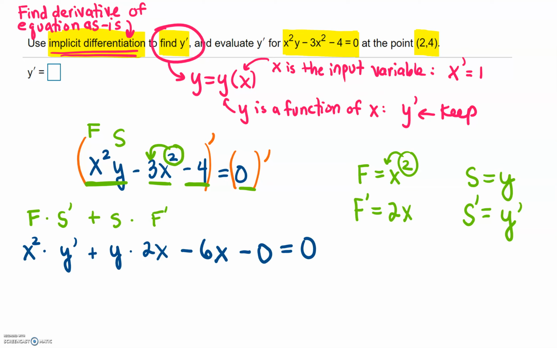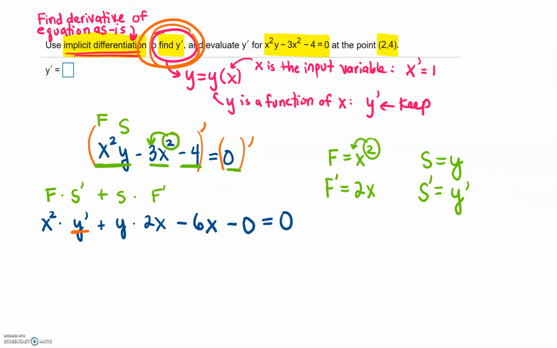Okay, so that's my implicit derivative. But remember, we're being asked to find y prime. So I need to isolate this y prime. Now I'm just going to do algebra to get that y prime alone. But I can clean this up a little bit before I start doing that.